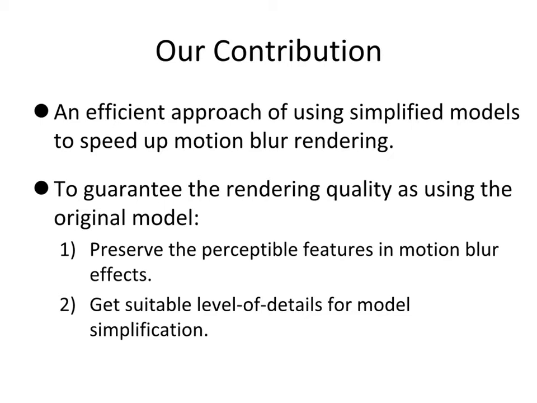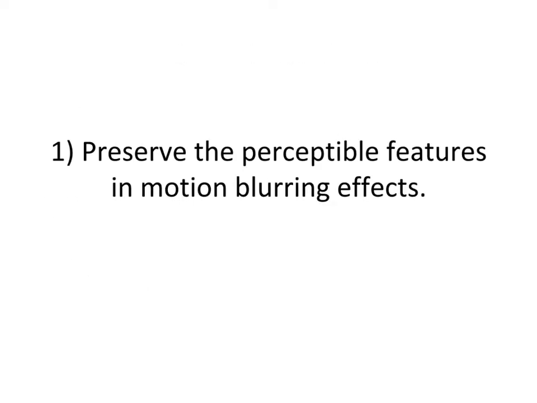To guarantee the rendering quality as using the original model, we mainly work on two issues with respect to moving objects. We first developed novel algorithms to simplify models with motion-aware rendering, trying to preserve the features whose variation is not parallel to the moving direction. Then, we deduced the formula to get a suitable level of detail for model simplification by the object's moving velocity. First, let's talk about how to preserve the perceptive features in motion blur effects.